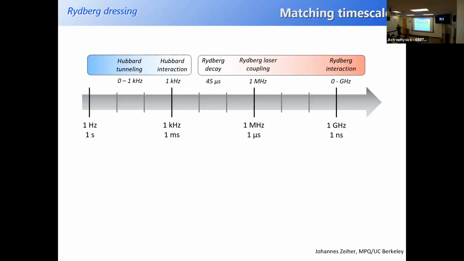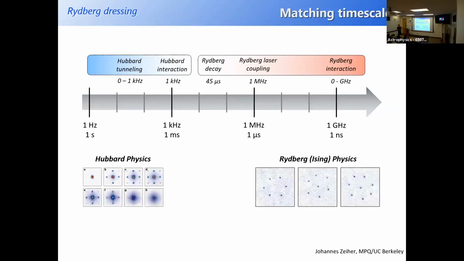I already mentioned this a couple of times. There are basically two different energy scales if you put atoms in a lattice and have them interact via Rydberg interactions. On the high energy scale, for our standards, there are these Rydberg interactions, which can be several gigahertz. There's a Rydberg laser coupling on the megahertz scale, and a Rydberg decay, which is like 1/45 microseconds, so that's on the kilohertz scale, which in terms of time scales would be nanosecond, microsecond, millisecond, and millisecond is the time scale where you would see motion of atoms in the lattice.